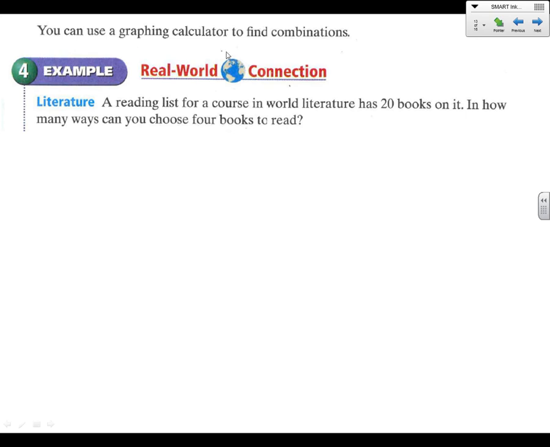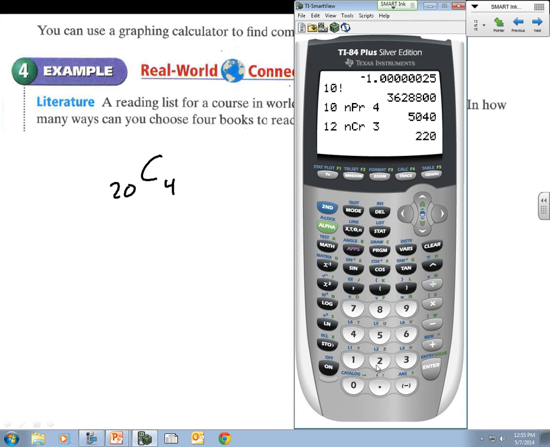All right, and so this is the book, shows you how to use your graphing calculator just like we've already done. A reading list for a course in world literature has 20 books in it, and how many ways can you choose to read 4 books? So here's the question. Does the order in which you read the books matter? No, we just need to read 4 of the books. So this is a combination problem. And that's usually the hardest part of these problems, is figuring out, is it a combination or a permutation problem. So this is 20C4. So this problem says we're allowed to use the calculator straight off. Let's plug it in. 20C4. And there are 4,845 different combinations of books you could read.